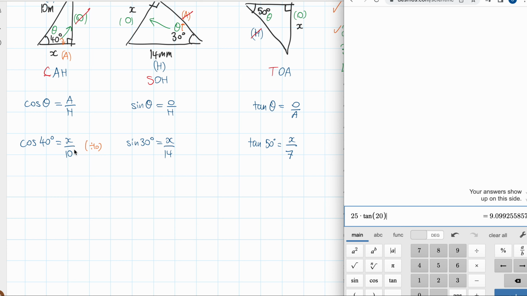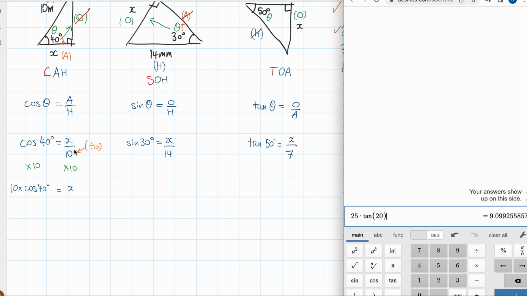That's equivalent to a divide by 10. Now the opposite is timesing by 10. What we do to one term, we do to the others. Now we know that cancels. We're left with x is equal to 10 times by cosine 40 degrees.